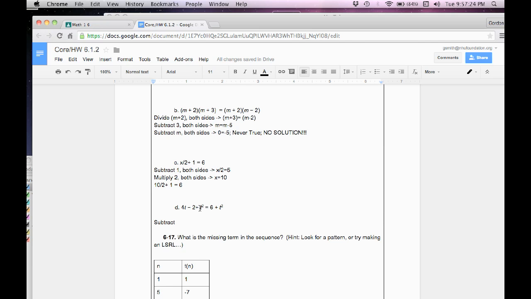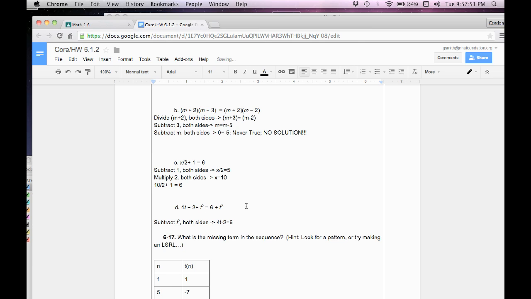Subtract t squared from both sides. The reason I kept the equal sign in there is because I wanted the full-size font, so I wouldn't have to undo the superscript. Both sides, what does that give us? It gives us 4t minus 2, this t squared is gone, is equal to 6.